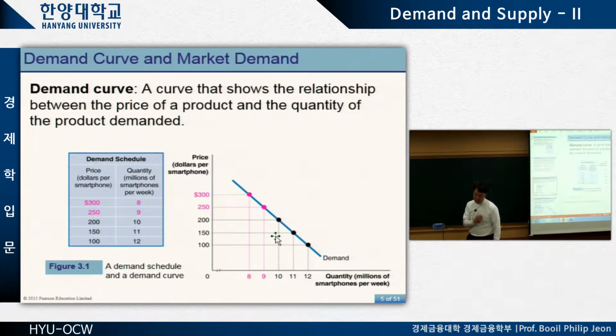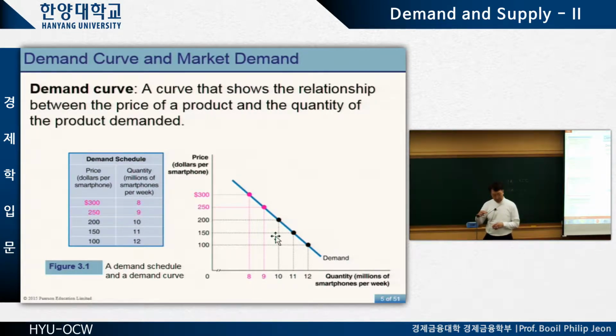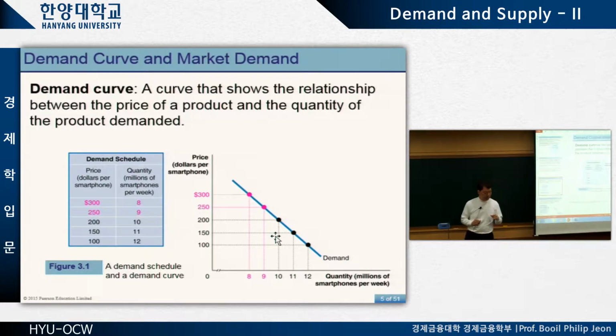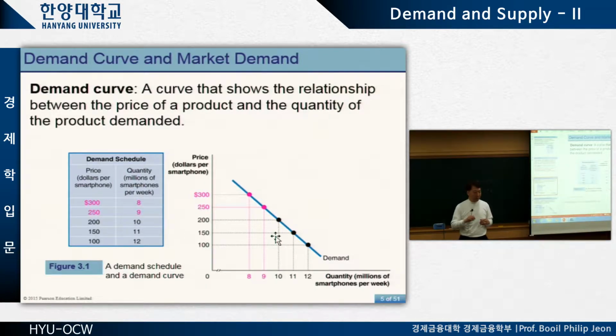The direction of the relationship is very important here. As you see from the demand schedule, when you lower the price, what happens to the quantity demanded? It increases. So there is an opposite relationship between the price and quantity demanded. Whenever you lower the price, quantity demanded increases.